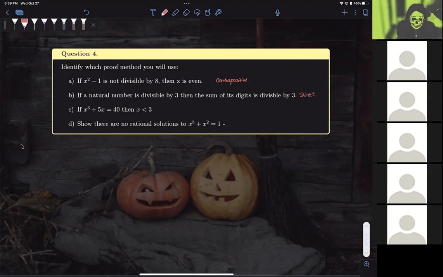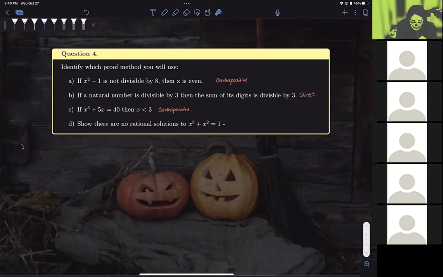C, what do we do? Some of you put contra. What's contra? Contradiction or contrapositive? Contrapositive. Here, again, this is quite long and reaches a really short conclusion about x, so that's contrapositive.